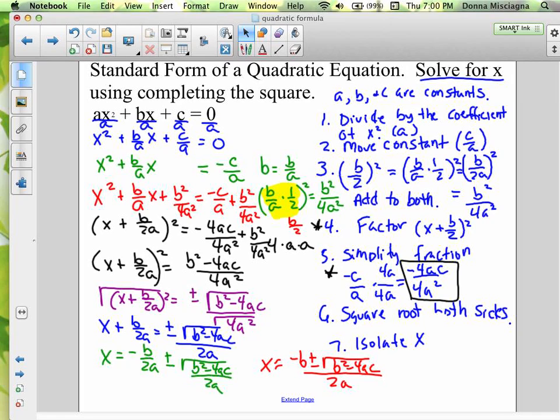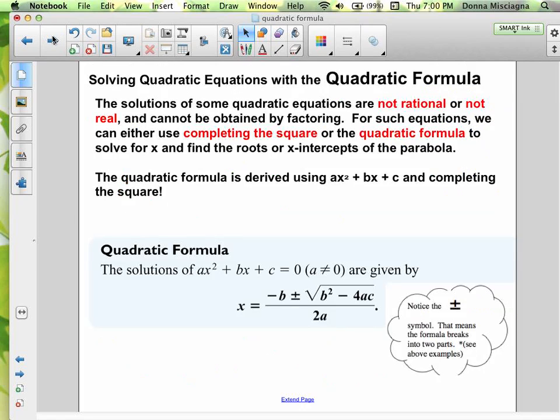Now, I think we've seen this formula before because this formula is the quadratic formula. And that's exactly how that was developed. It was derived using completing the square with the equation ax squared plus bx plus c. So the quadratic formula literally comes from completing the square.